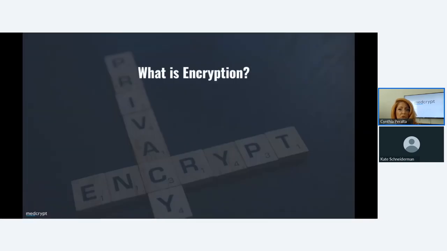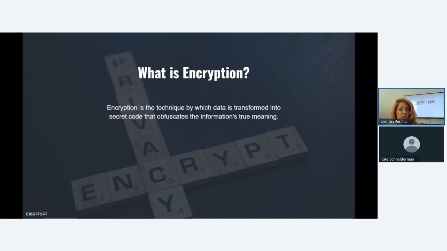So first, we're going to start with, what is encryption? Encryption is a technique by which data is transformed into secret code and obfuscates the information's true meaning. The science of encrypting and decrypting data is termed cryptography. In computing, however, unencrypted data is also known as plain text, and encrypted data is called ciphertext. It's also a process that changes data from its original format into a new format. To translate it back, you typically need a special encryption key or code in order to do so successfully.